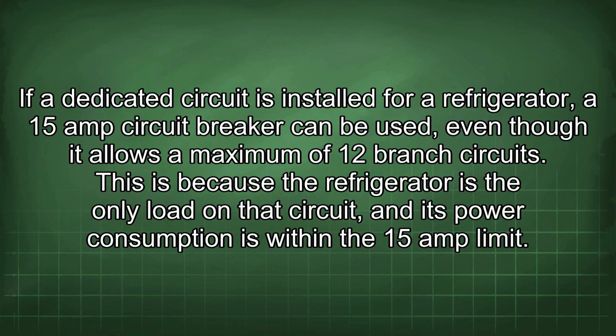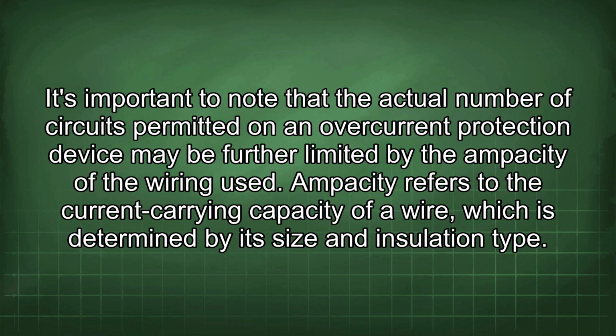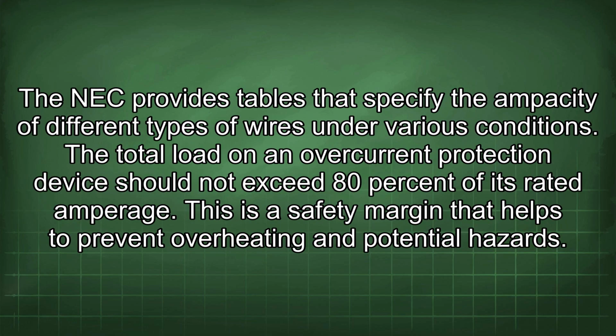This is because the refrigerator is the only load on that circuit, and its power consumption is within the 15 amp limit. It's important to note that the actual number of circuits permitted on an overcurrent protection device may be further limited by the ampacity of the wiring used. Ampacity refers to the current carrying capacity of a wire, which is determined by its size and insulation type. The NEC provides tables that specify the ampacity of different types of wires under various conditions. The total load on an overcurrent protection device should not exceed 80% of its rated amperage.